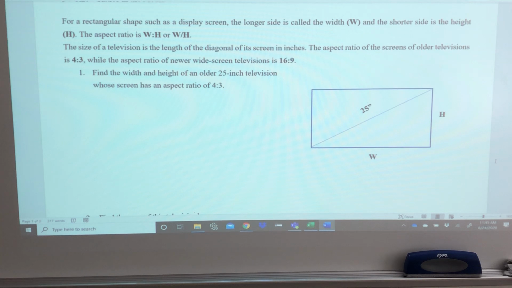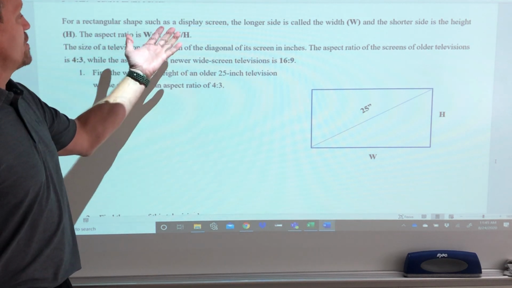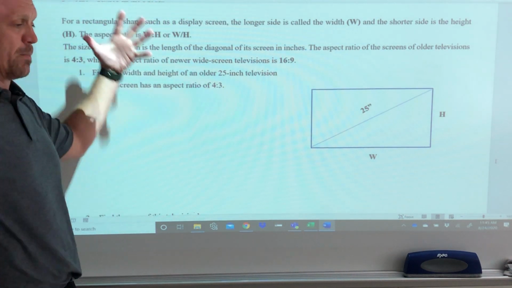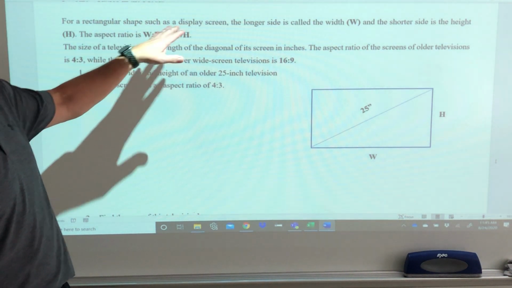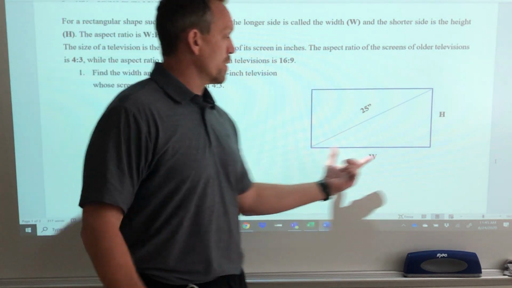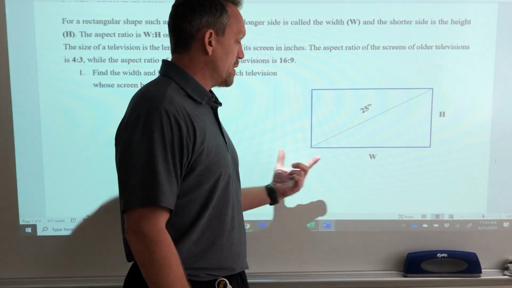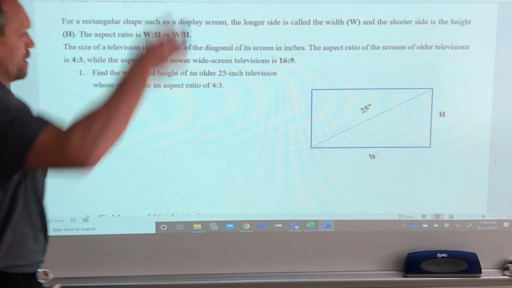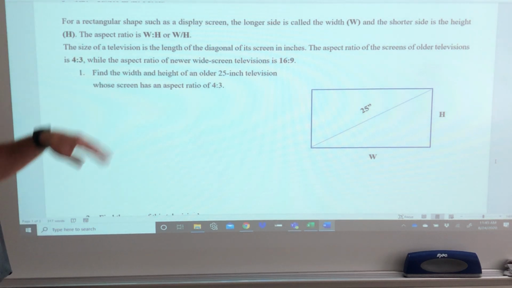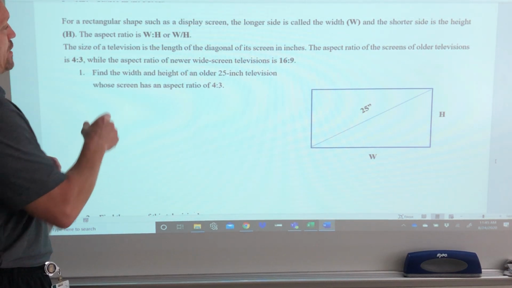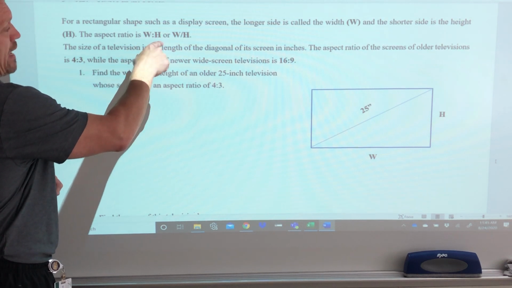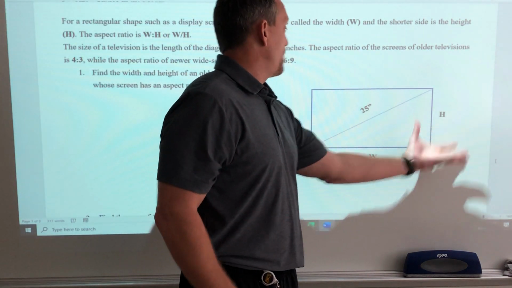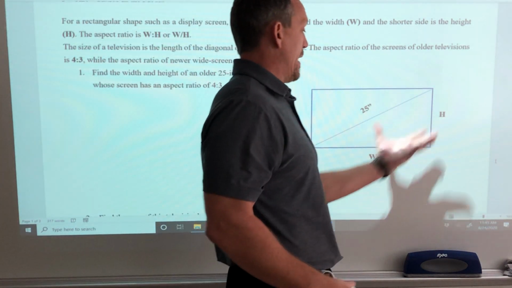Okay. So for a rectangle shape, such as a display screen, most TVs aren't square. They have a rectangle, whether they're really big or really small. The longer side is called the width. So I give you this shape as a width of a television. And the shorter side is called the height, or, up from top to bottom. The aspect ratio is W to H, or W divided by H, okay? We don't know what the aspect ratio is just yet on this.